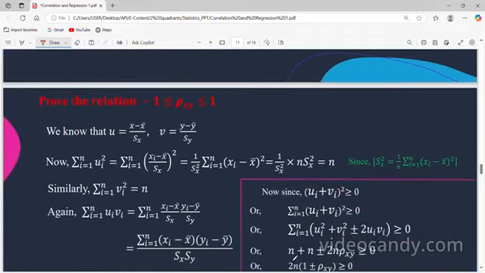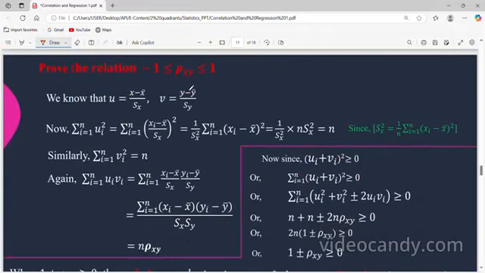Next is the proof of the relation minus 1 less than or equal to rho xy less than or equal to 1. So according to the important theorem, we know that u equal to x minus x bar by sx and v equal to y minus y bar by sy. Now we are taking summation on both sides and squaring both sides. So what do you get? Summation of i equal to 1 to n ui square equal to summation of i equal to 1 to n of xi minus x bar divided by sx, whole square. So taking 1 by sx square common outside, what is remaining? This one is remaining. This one means again n sx square, as we know that sx square is, this is the formula.